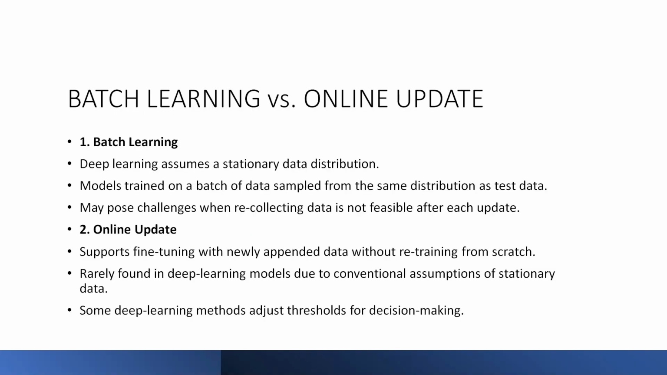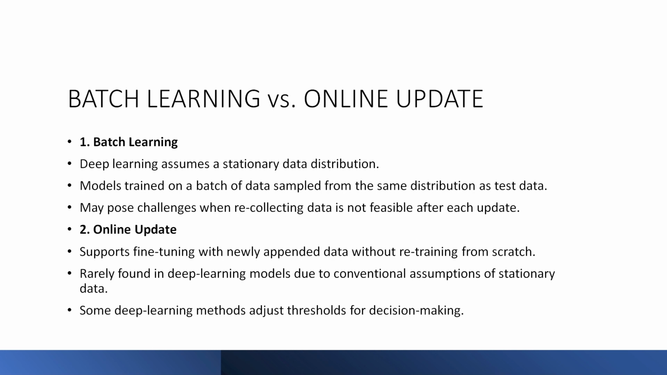Now let's talk about batch learning versus online update. First, batch learning. Deep learning assumes a stationary data distribution. Models are trained on a batch of data samples from the same distribution as the test data. This may pose challenges where recollecting data is not feasible after each update.